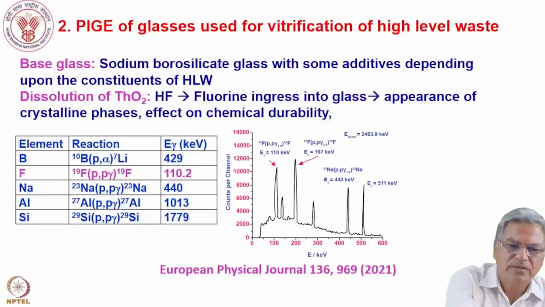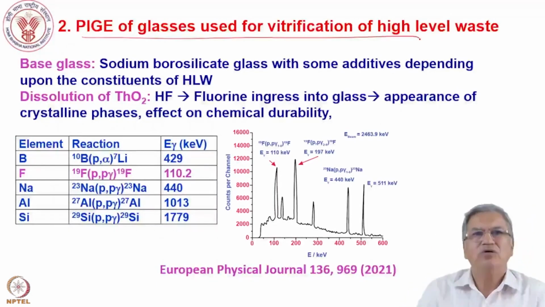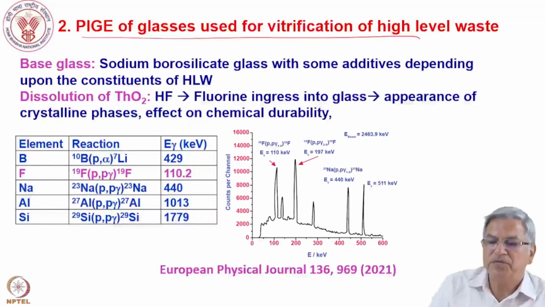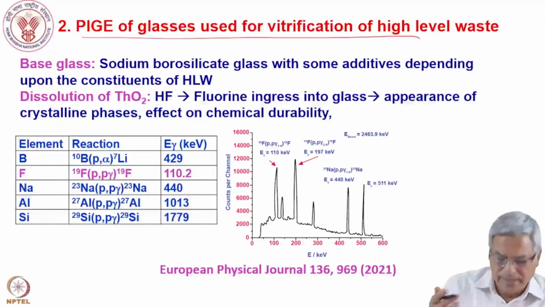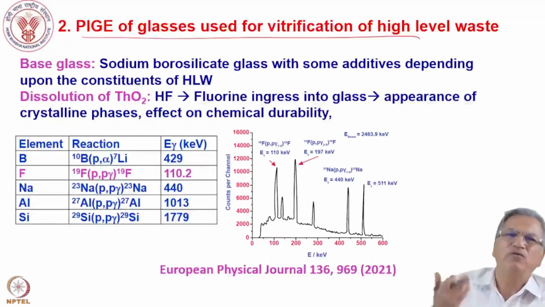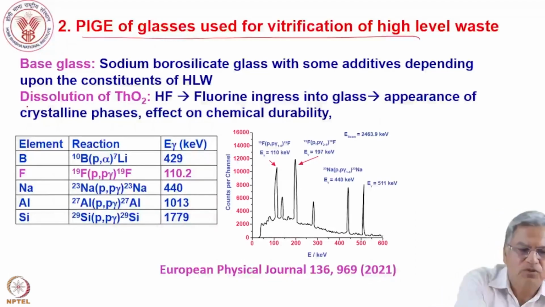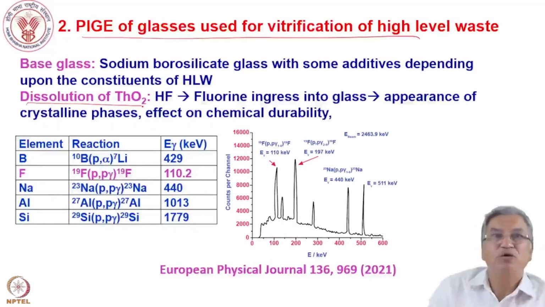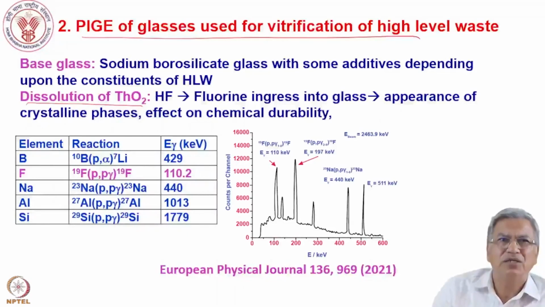This is another important work for PIGE of glasses used for vitrification of high level waste. So again, let me try to give you some background to this study. As I was discussing in the previous one also, borosilicate glass is used to vitrify the high level waste. The high level waste is generated during the reprocessing of the spent nuclear fuel, and there will be different types of fuels. One of the fuels now for the future is thorium-based fuels, and that will contain ThO2.